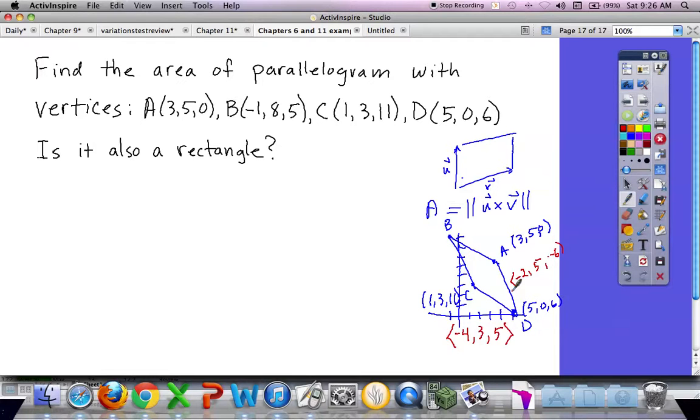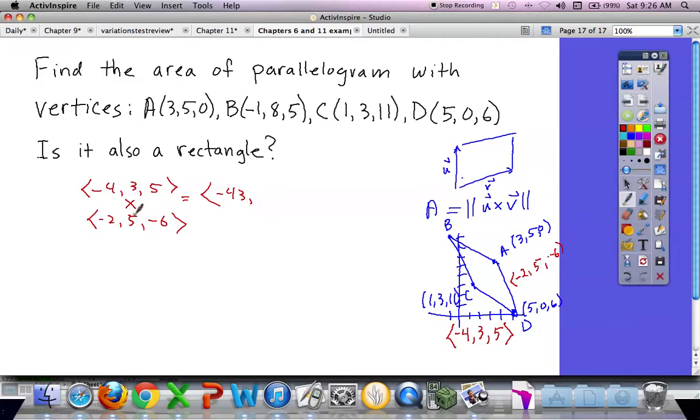So let me do this. -4, 3, 5, and we're going to cross that with -2, 5, -6. Right, that's a cross product. And we get, cover up the first two, and you have 3 times -6 minus 5 times 5. That's -18 minus 25, -43.